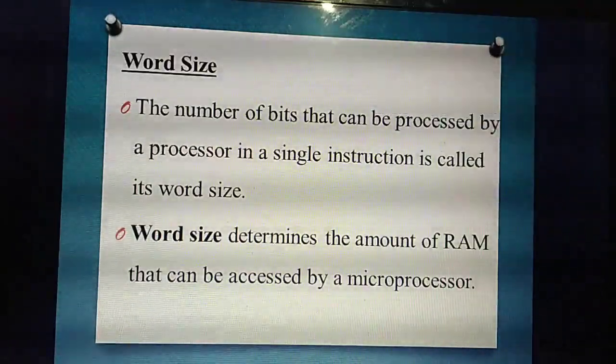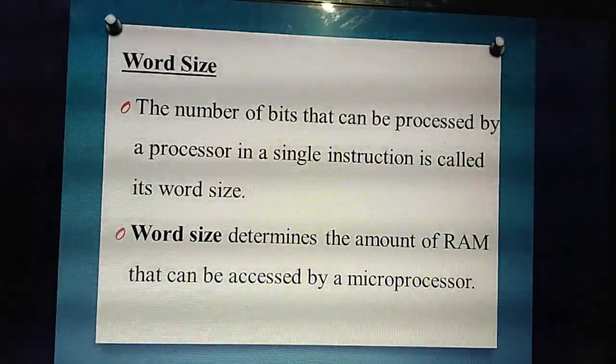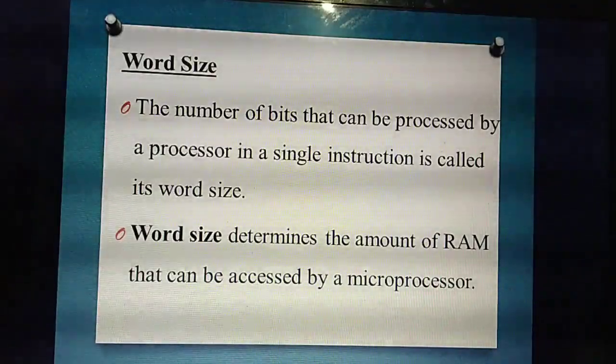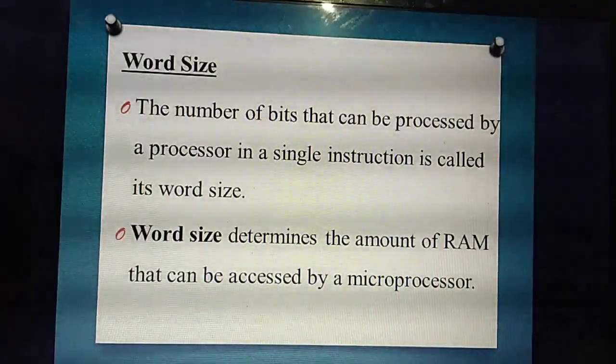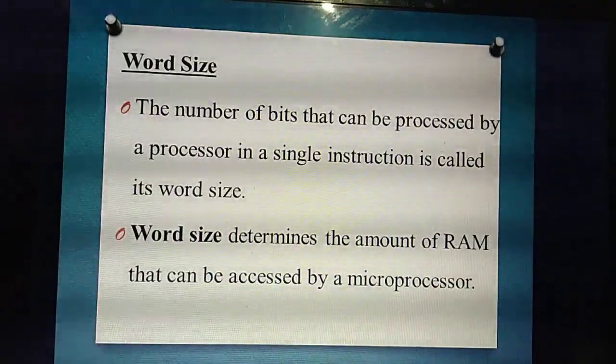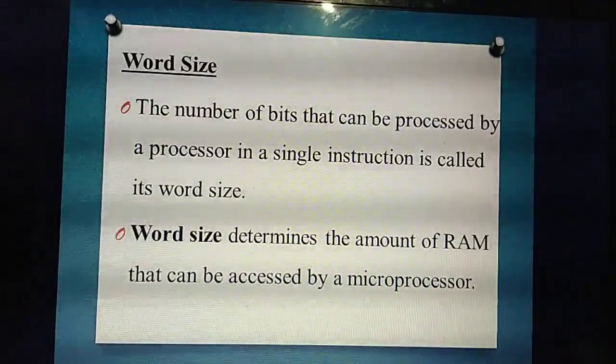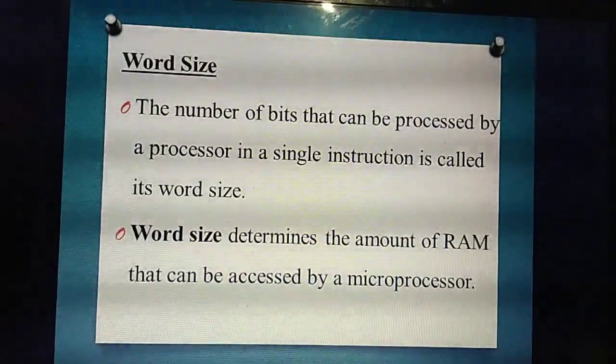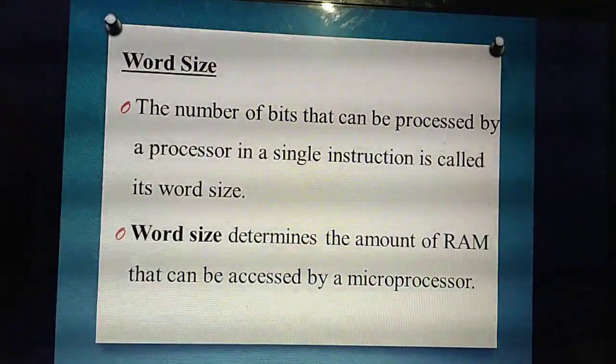Likewise, in a single instruction, how many bits? Go straight. How many words are there? First word, go. In a word, how many characters are there? 2. G-O. Straight, S-T-R-A-I-G-H-T, 8 characters are there. Understood? Only for your understanding purpose I am telling like that.